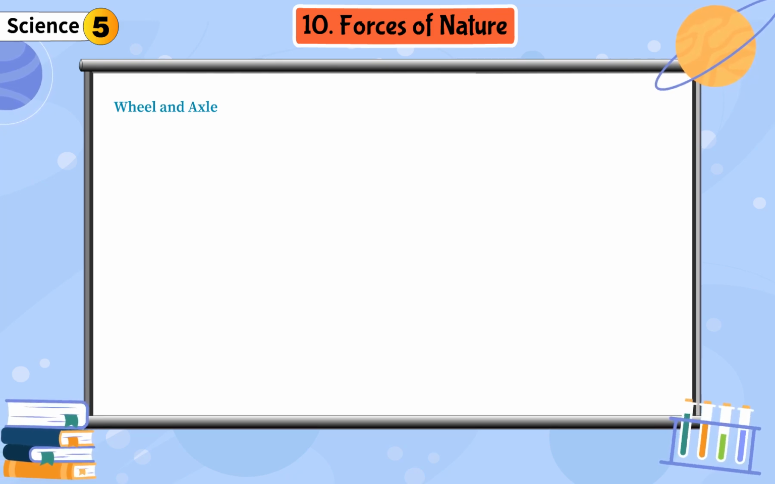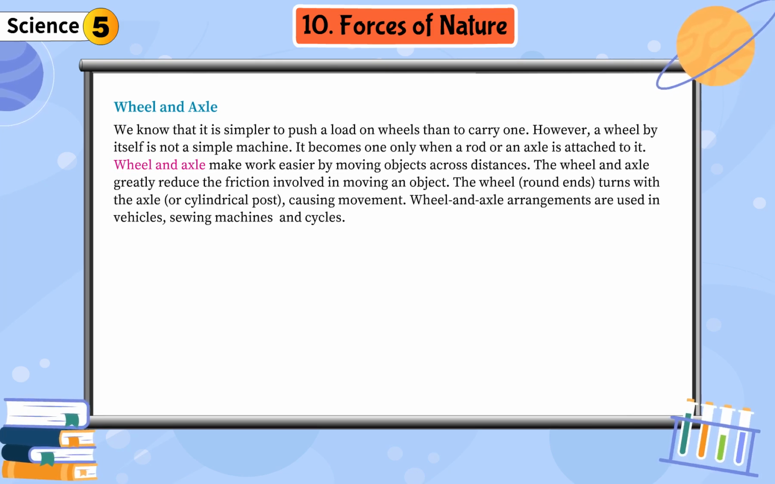Wheel and axle. We know that it is simpler to push a load on wheels than to carry one. However, a wheel by itself is not a simple machine. It becomes one only when a rod or an axle is attached to it. Wheel and axle make work easier by moving objects across distances.